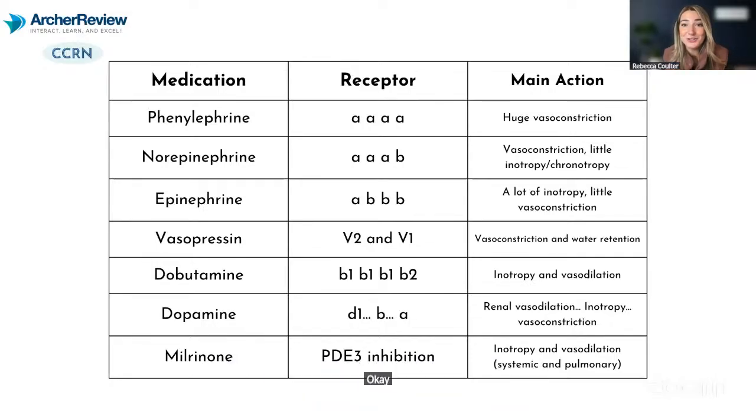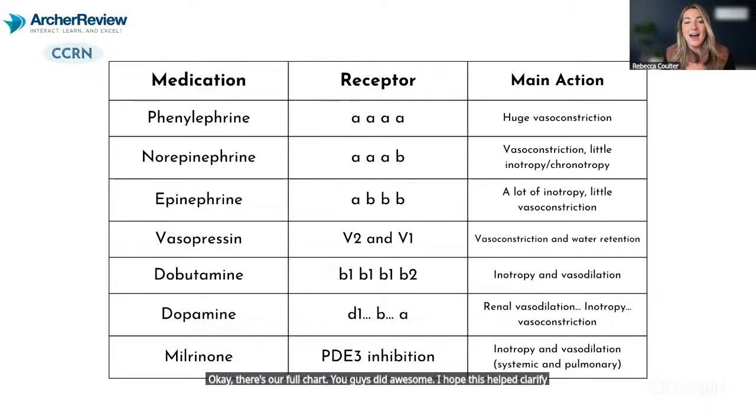Okay, there's our full chart. You guys did awesome. I hope this helped clarify. I really love to focus on why we give certain medications.